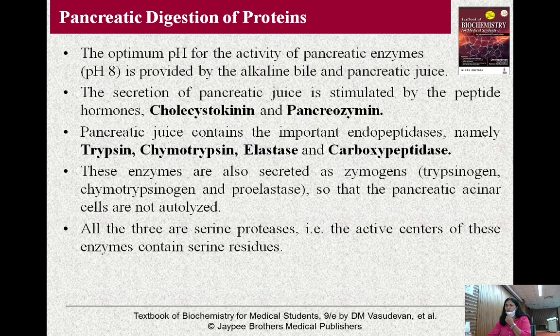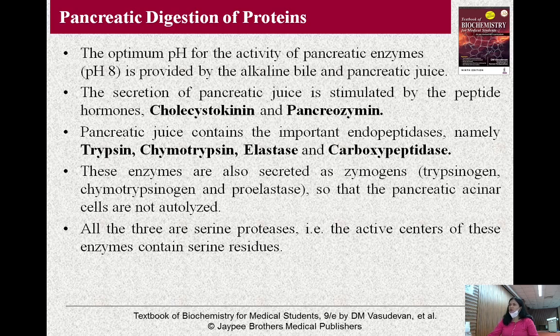So carboxypeptidase is also a metalloenzyme requiring zinc. In the duodenum, the digestion occurs because of the pancreatic juice. And remember, the secretion of the pancreatic juice is stimulated by cholecystokinin, which was also known as pancreozymin. So cholecystokinin helps in the secretion of the pancreatic juice into the intestine. And then there is another hormone, secretin. Secretin will help in the secretion of the sodium bicarbonate into the duodenum.